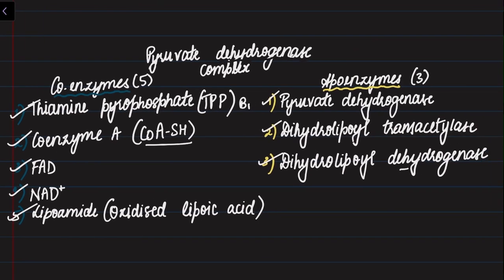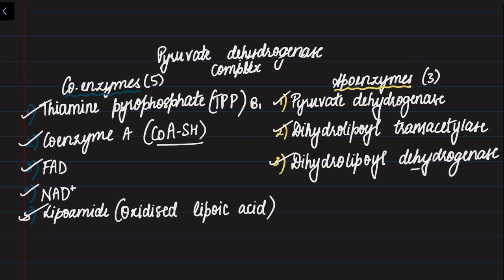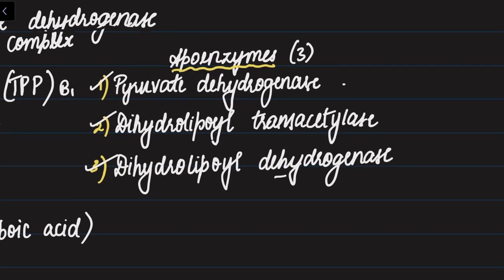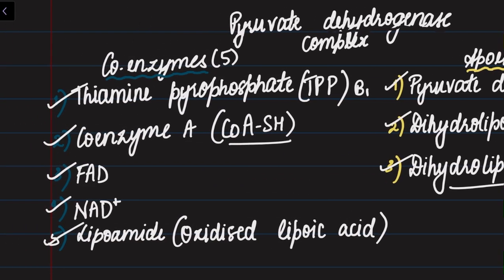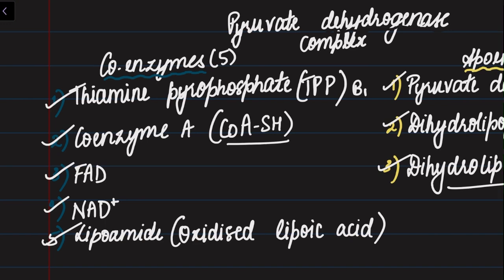So once again, so that we register, what are the apoenzymes? Pyruvate dehydrogenase, dihydrolipoyl transacetylase, and dihydrolipoyl dehydrogenase. I used to remember this as PDH itself. P for pyruvate, D for dihydrolipoyl, and H, since this is repeating, to stand for dehydrogenase. But if that is counterintuitive, you can remember it however you want. The coenzymes: TPP, CoA, FAD, NAD+, and lipoamide. Please note that it is FAD and NAD+, not FADH2 and NADH2.